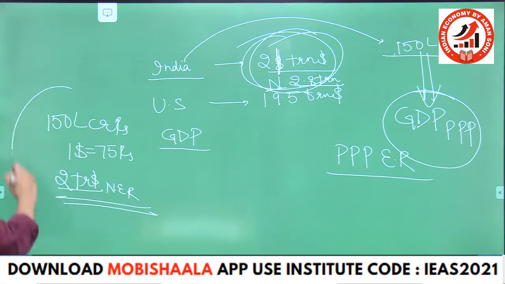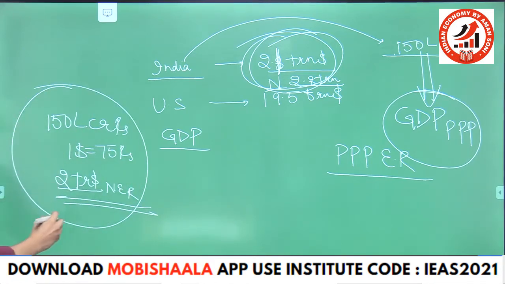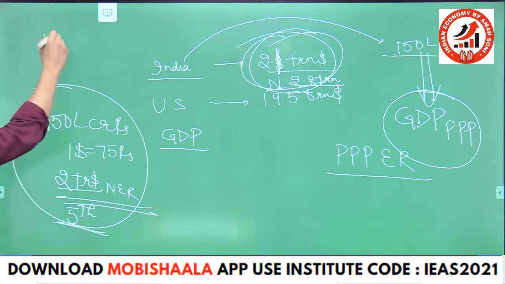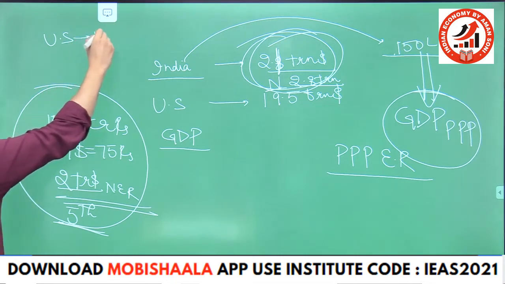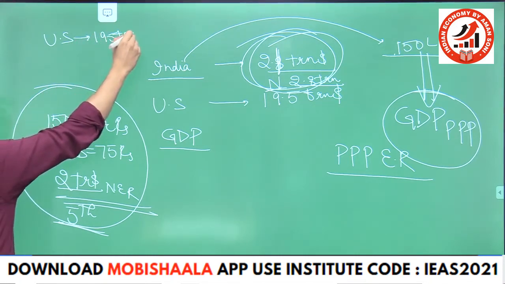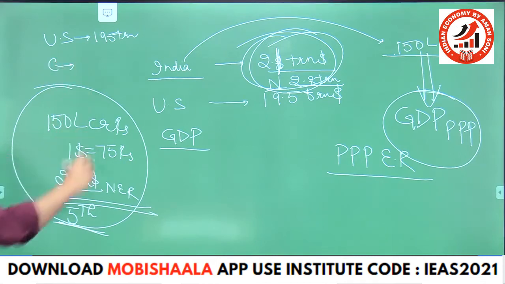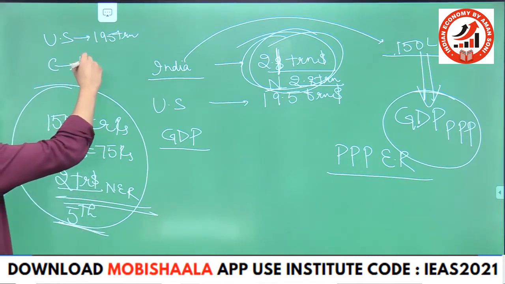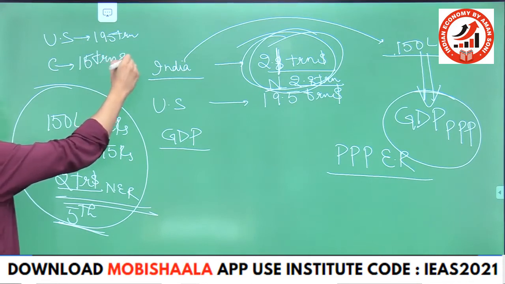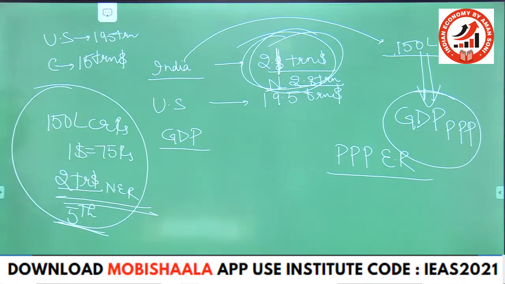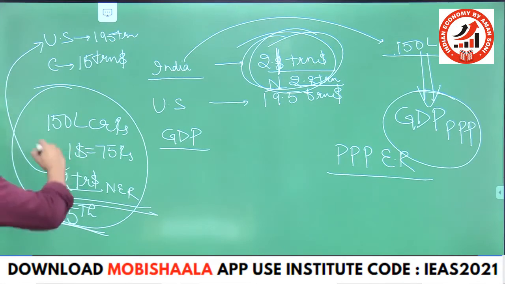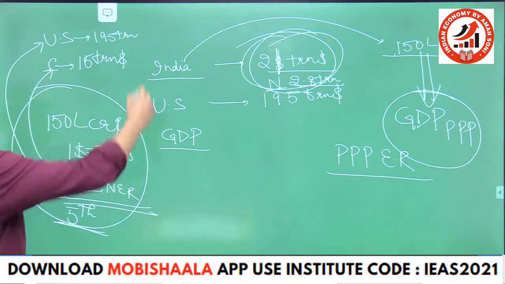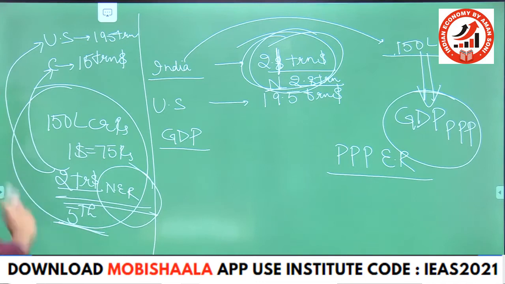And if we calculate GDP at nominal exchange rate, India is at number 5th. US is number 1, GDP $19.5 trillion. China is number 2, some $15 trillion. So if we go by nominal exchange rate, USA's GDP is around 10 times India's GDP. China's GDP is around 7 times India's GDP. This is in nominal exchange rate.